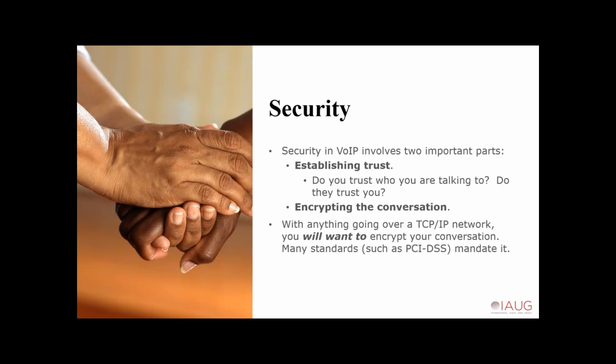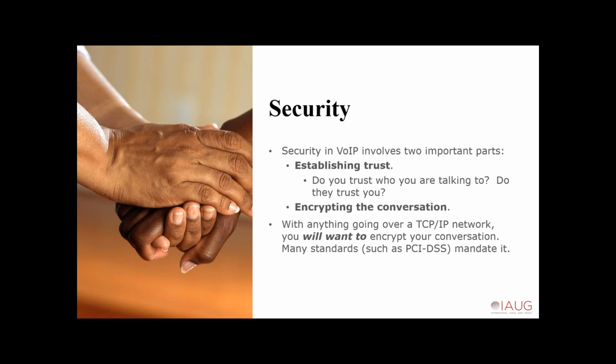So security in itself for voice over IP really involves two important parts. One is establishing trust, and the other one is encrypting the conversation. And when I say establishing trust, do you trust who you're talking to, and do they trust you? That's really one of the more important things when we're dealing with voice over IP security. And that's probably the piece that is least talked about, and probably the thing that you just have to figure out. Once you figure it out, the rest of the stuff kind of falls into place.